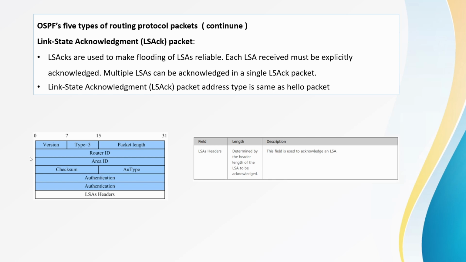The diagram below illustrates the link state acknowledgement packet. You can see it contains the LSA's header. They use the LSA's header for acknowledgement. That's all about the OSPF protocol packet types. So let's recap. The OSPF protocol has 5 packet types. The OSPF protocol packet is directly encapsulated in the IP packet. The protocol number for OSPF is 89.